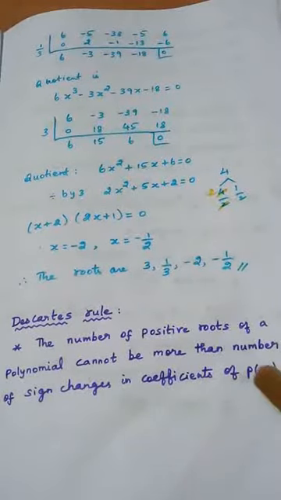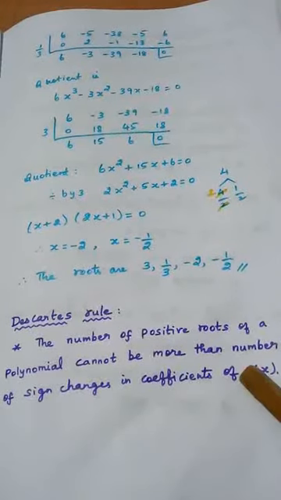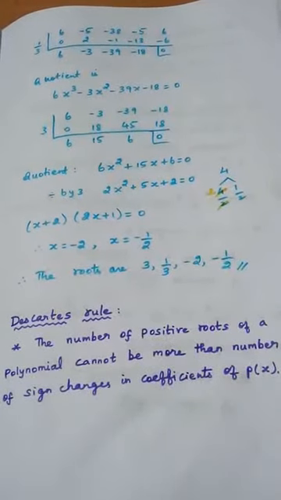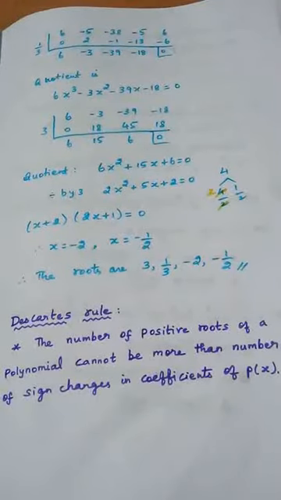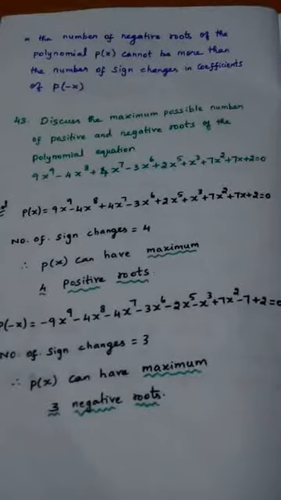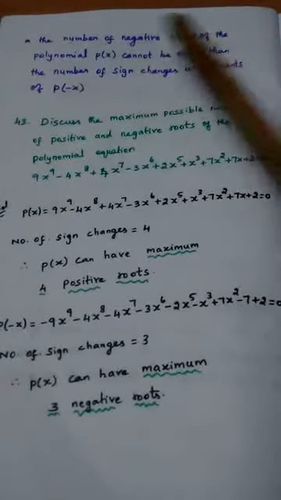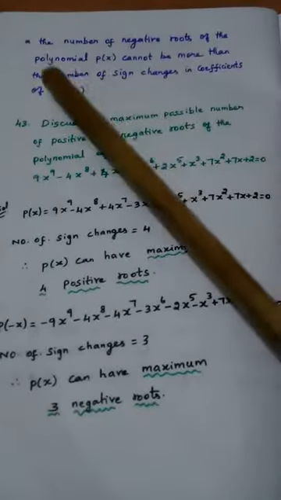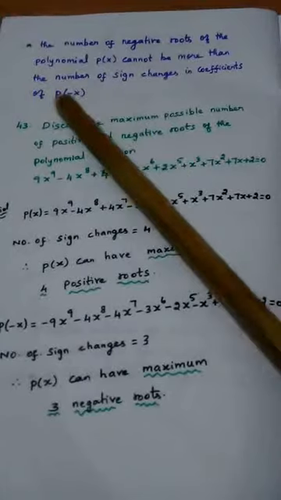P of x is nothing but the polynomial. How many sign changes are there in p of x? At most that number of positive roots the equation can have. The number of negative roots of the polynomial p of x cannot be more than the number of sign changes in coefficients of p of minus x.